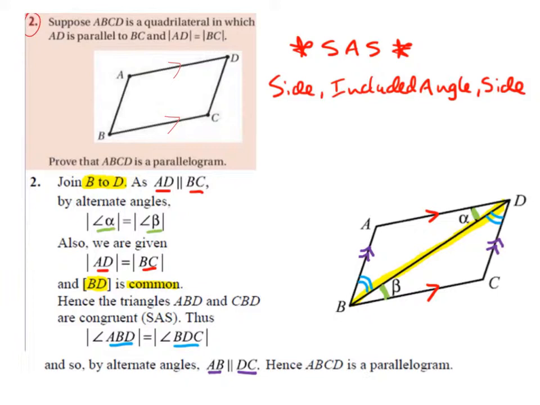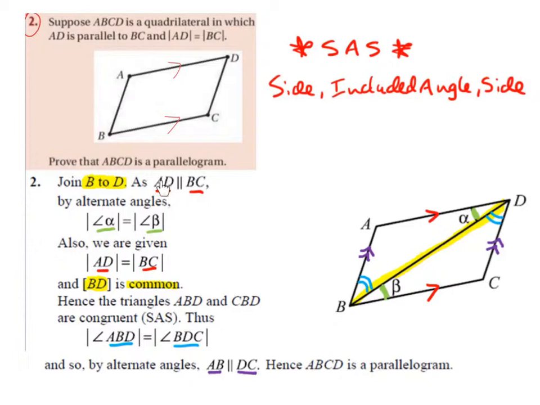So I've drawn it out separately down here, A, B, C, D. I'm going to start by joining B to D. So B to D, joining up the two vertices. And I've created the triangle ABD and the triangle DBC.